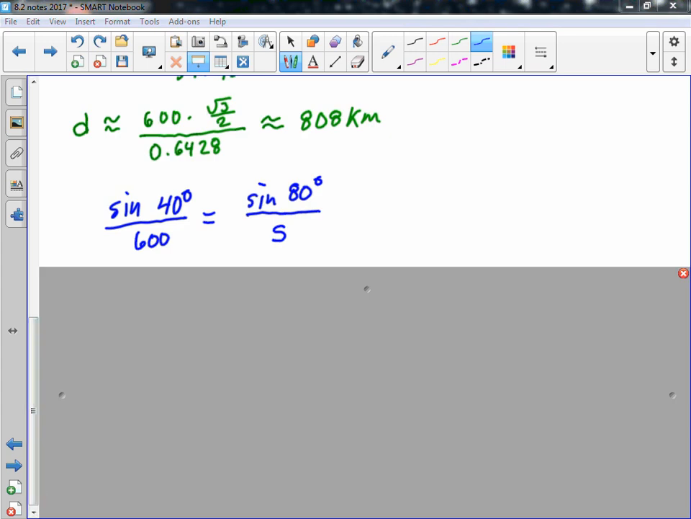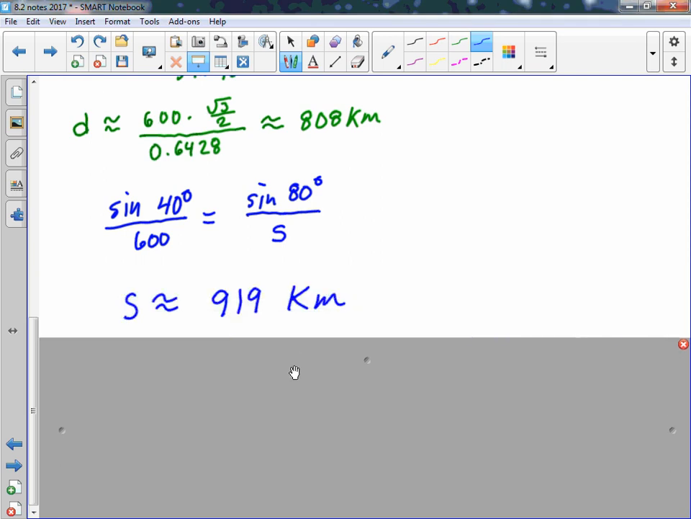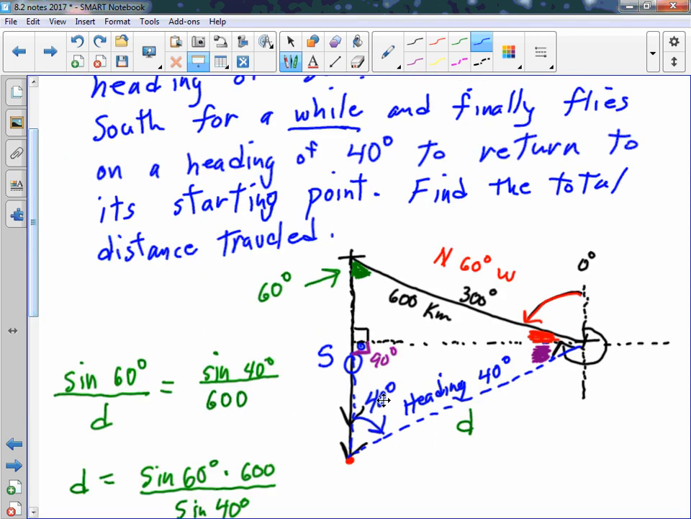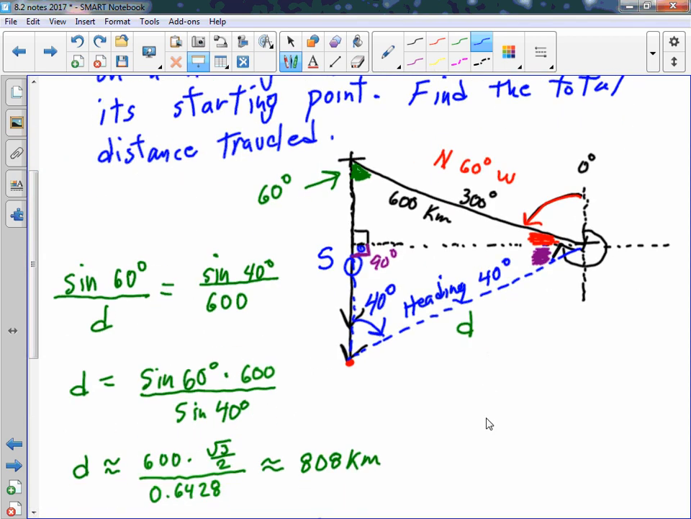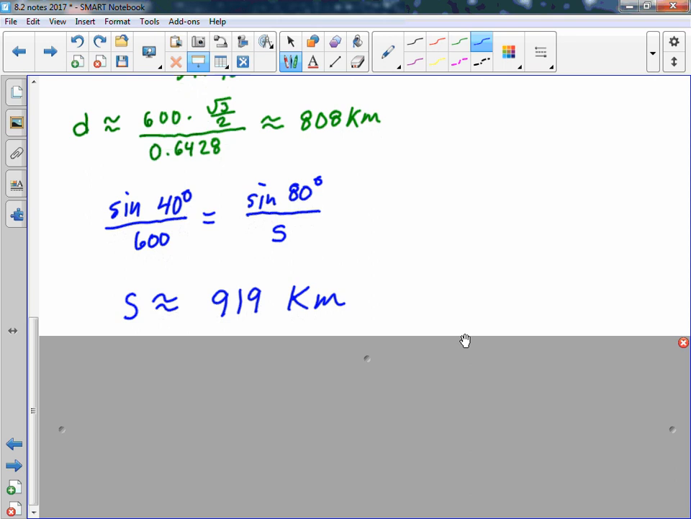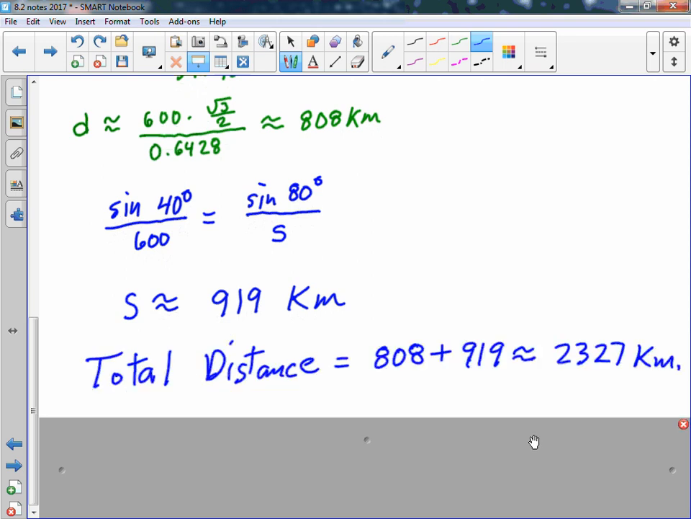Okay, so now you should have found that S is approximately 919 kilometers. Okay, so now you know that D is 808 kilometers here. S is 919 kilometers. Put them both together, what do you get? You get 2,327 kilometers for our total distance flown as your flight school, which is pretty cool. Okay, I like it. Let's find one for you to do.